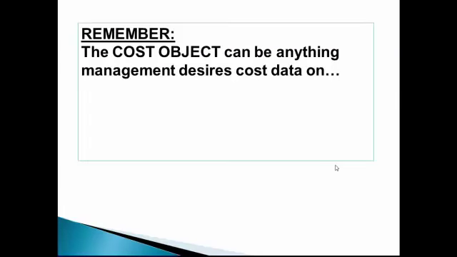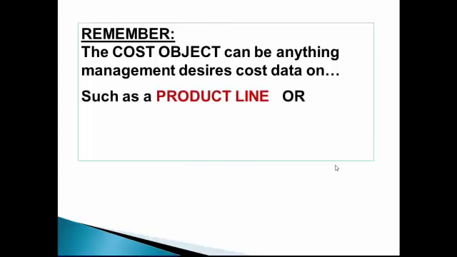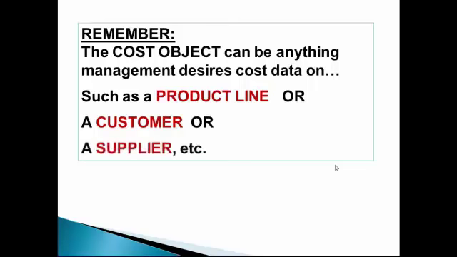Now, a cost object can be anything that management desires cost data to be collected on. So we've already studied how ABC can be used for a product line or an individual product, but it can also be used to track and trace costs to a customer or a customer type, such as at a bank you might have student accounts and you may have commercial accounts, and you want to know what the costs are associated with servicing each of those groups. Or it could be a supplier.